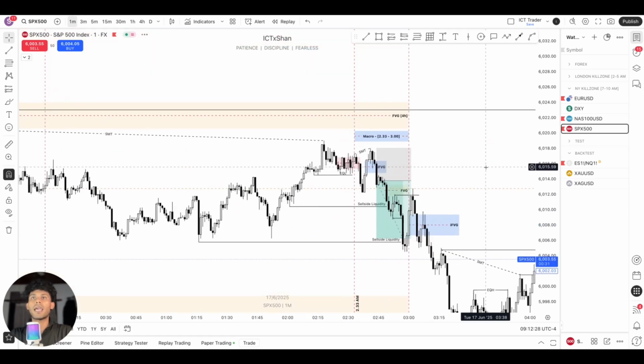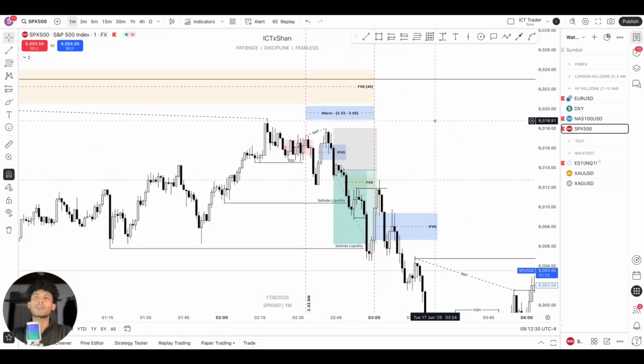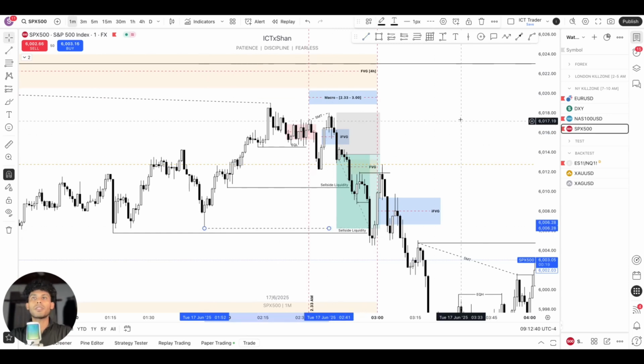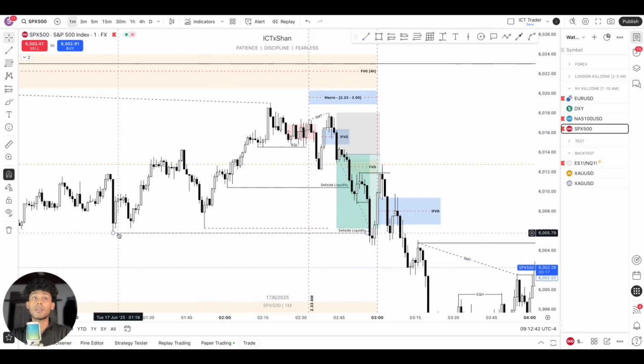Here 1 to 1.78 is the risk reward that I had for this trade, because I don't want to risk too much and I want to keep my capital safe. In this case my expected take profit is this sell side liquidity, and there's another sell side liquidity below, but I'm good with this.